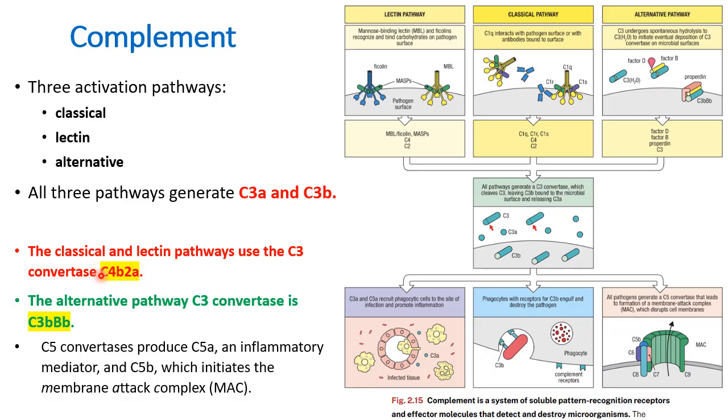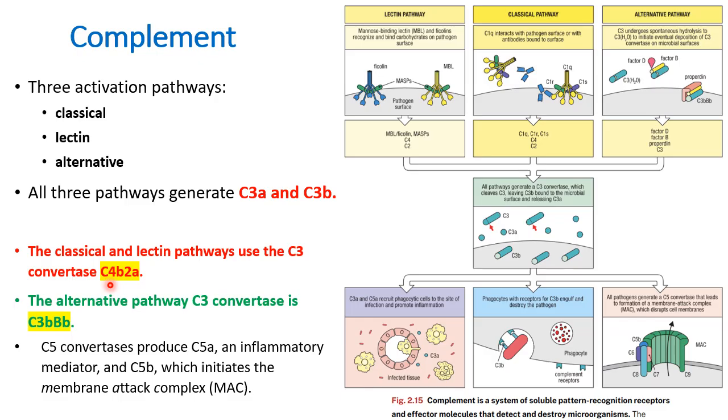Anyway, when C4B that is bound gets together with the C2 part that got bound, then you get a C3 convertase. Some textbooks say that the convertase of these 2 pathways is called C4B2A. More recent textbooks say that the convertase is called C4B2B. Of course I'll never ask you what the C3 convertase is on a test.